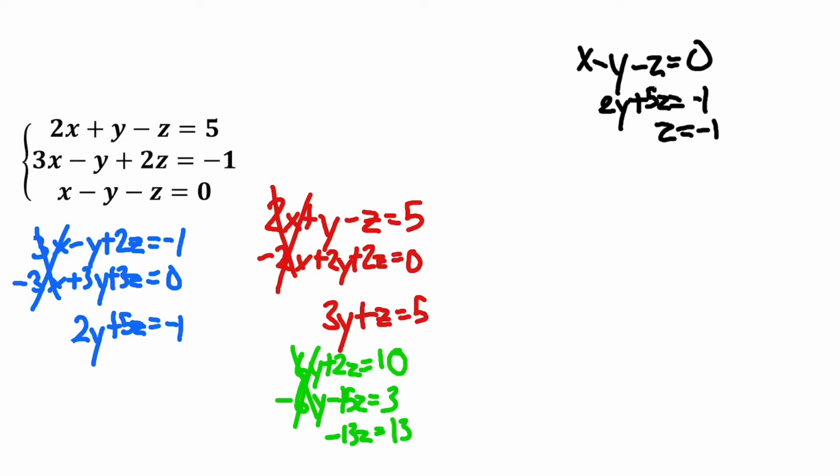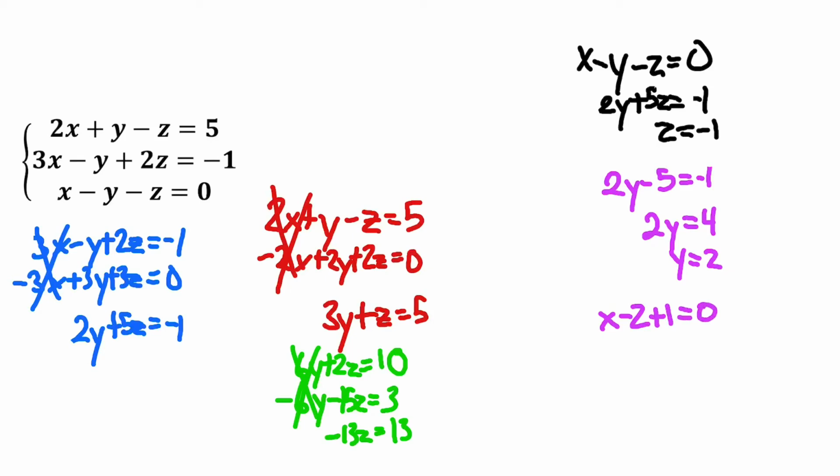negative 1. Now that I have those, I plug those into my equation. 2y, in this case, 5 times negative 1, it would be minus 5 equals negative 1. That means 2y, when I add the 5, ends up equaling 4. So y is 2. Now I'd plug those in. X minus 2 plus 1 equals 0, at which point that means x minus 1 equals 0, or x equals 1, meaning our final answer ends up becoming 1, 2, negative 1.